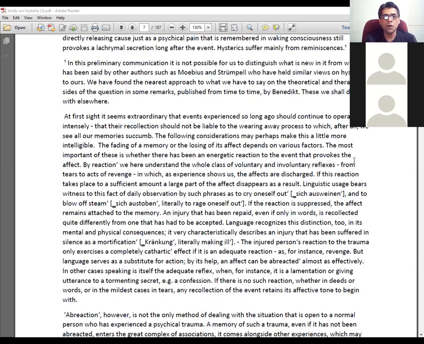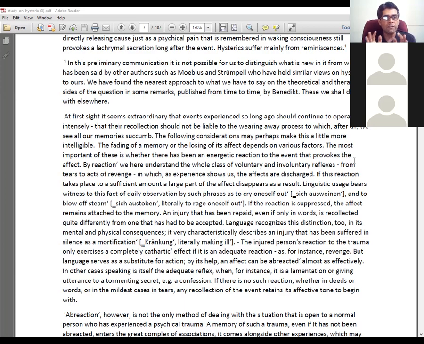So the most important of this is whether there is an energetic reaction. Meaning, what do you mean by energetic reaction? A high volume of affect is generated. That is what Freud means by energetic reaction to the event. Meaning, as a result of the event, a high volume of emotion was generated. By reaction, we here understand the whole class of voluntary and involuntary reflexes, from tears to the acts of revenge.